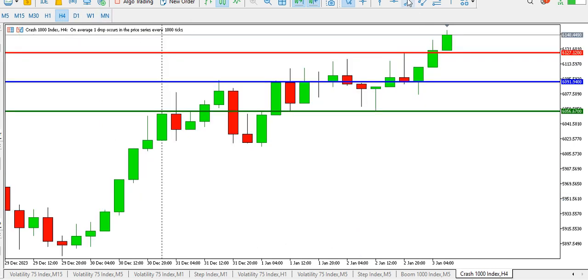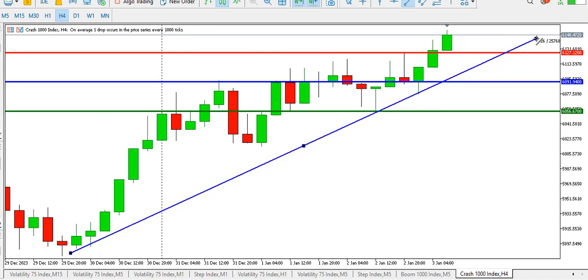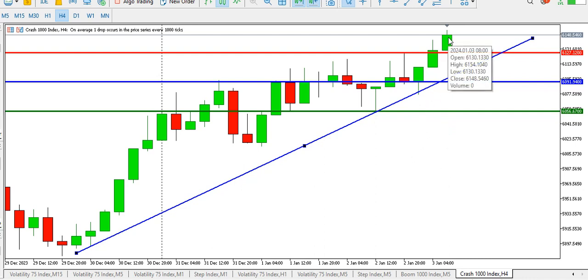On the 4-hour time frame, the structure is bullish. You have a bullish structure for Crash 1000 index. Price is going up. We expect Crash 1000 index to drop, but rather it's going up against the spike. So instead of it spiking downwards, it's going up. So you might consider buying Crash 1000 index.